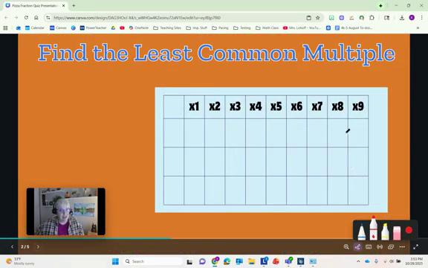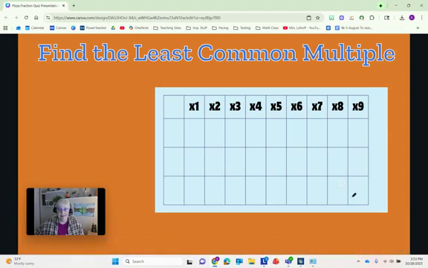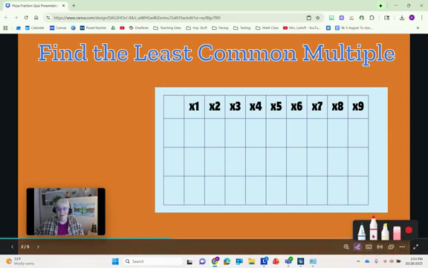This is the worksheet that I have been sharing in class and that you can use and get a copy of through class. I've also shared it in my newsletters. It is called the Least Common Multiple Worksheet, and this is exactly what I've been using all along.